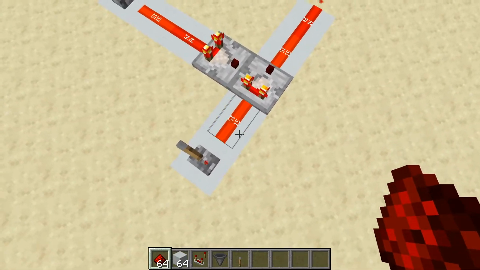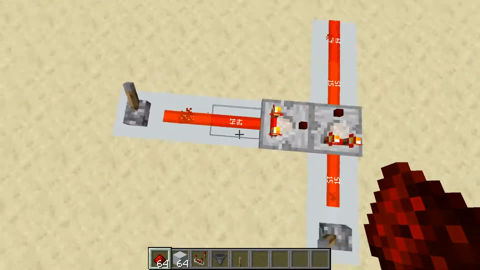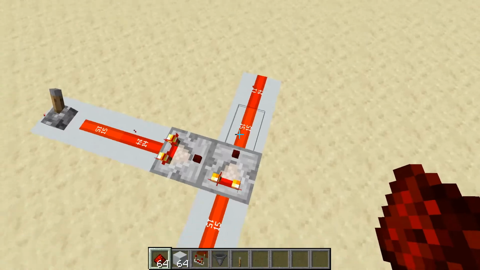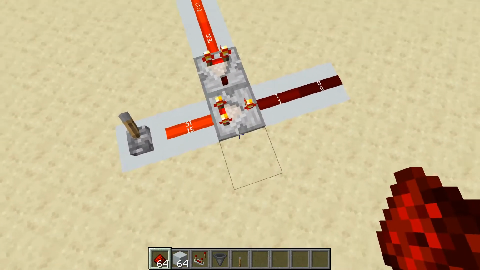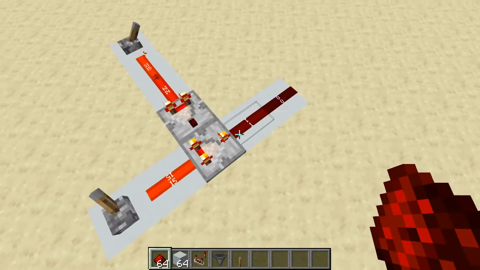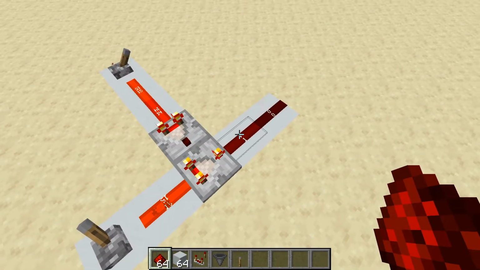So we've got a signal strength of 15 here, and we're comparing it against a signal strength of 14, and that will allow it to pass through. But if we switch it into subtract mode, we've now got 15 minus 14, a signal strength of 1.